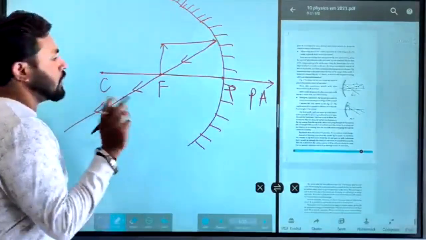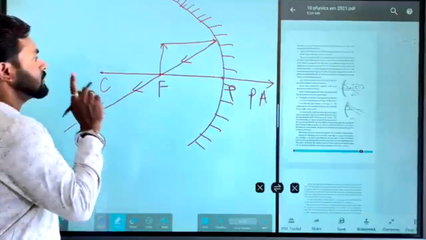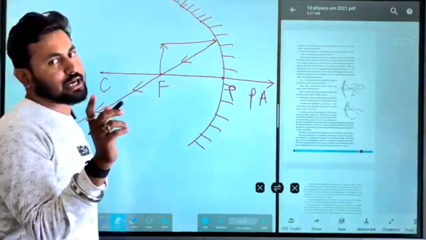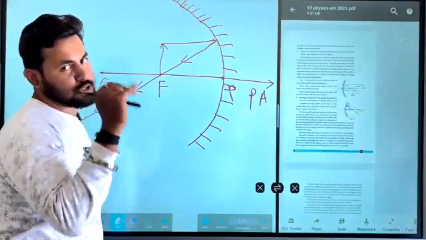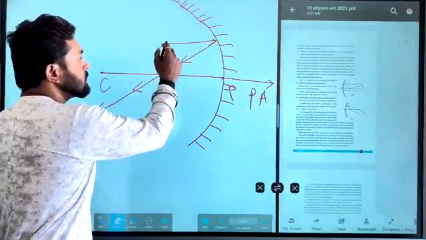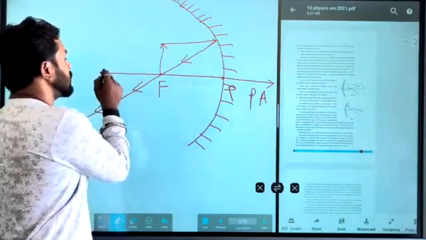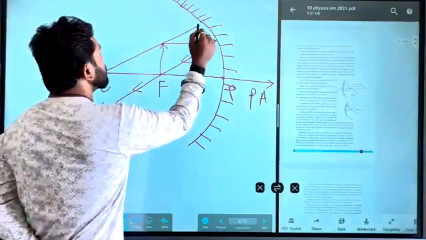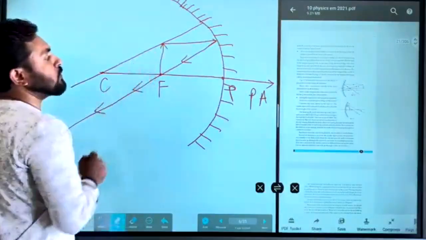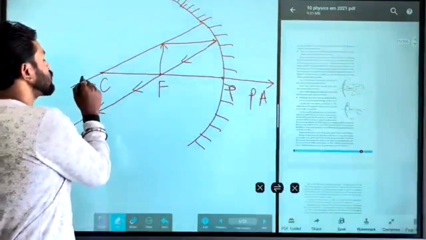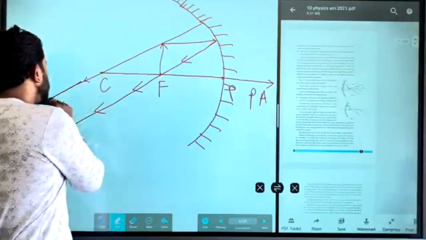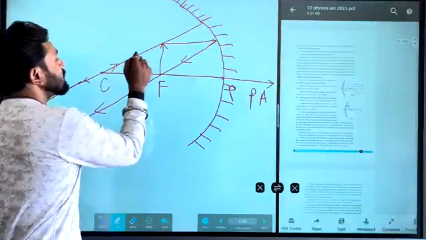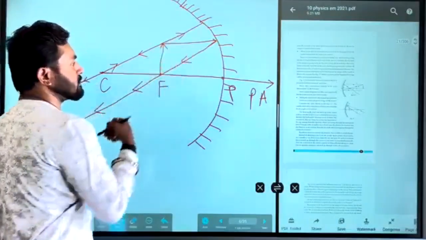Now, how the third rule is applicable is, you know that whenever you are drawing a ray diagram, it should be from the top of an object. This is my object and my center of curvature is over here. So I will draw an incident ray going to the top of the object, passing through the center of curvature, and it retraces its path.